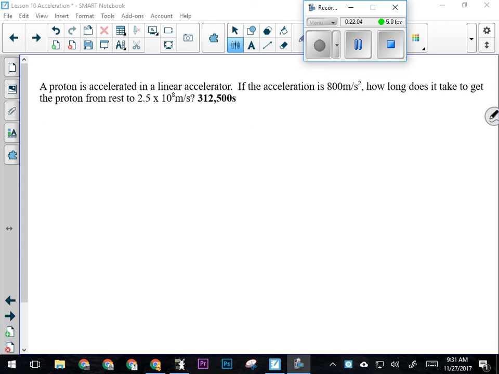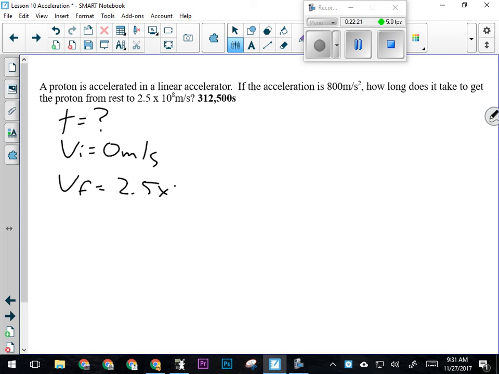So what we want to do here is calculate how long it takes. We're looking for time. How long does it take to accelerate the proton from rest? From rest means VI is 0. VF is 2.5 times 10 to the 8 meters per second. And we know that the acceleration is 800 meters per second squared.